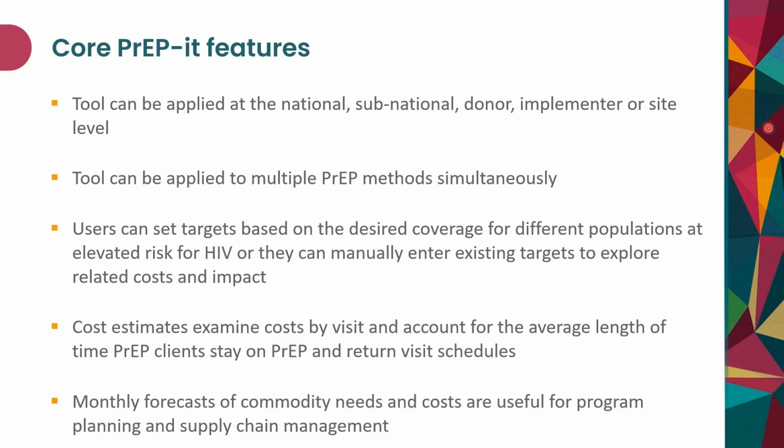In using Prep-It, users can generate targets based on the desired coverage for different populations at elevated risk for HIV, or they can manually enter already existing targets to explore related costs, impact, and commodity needs. The costing module in Prep-It uses the cost per visit and accounts for the length of time PrEP clients stay on PrEP and the visit schedules for when clients are supposed to receive PrEP refills. The commodity forecasting feature estimates monthly commodity needs and costs throughout the target setting period, which is useful for program planning and supply chain management.